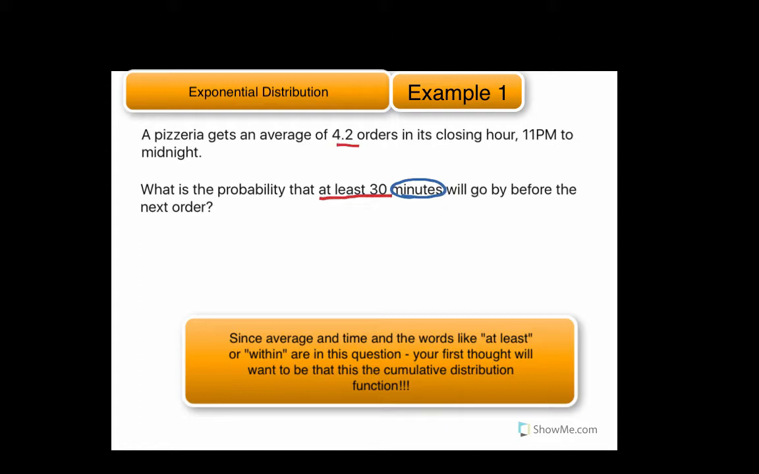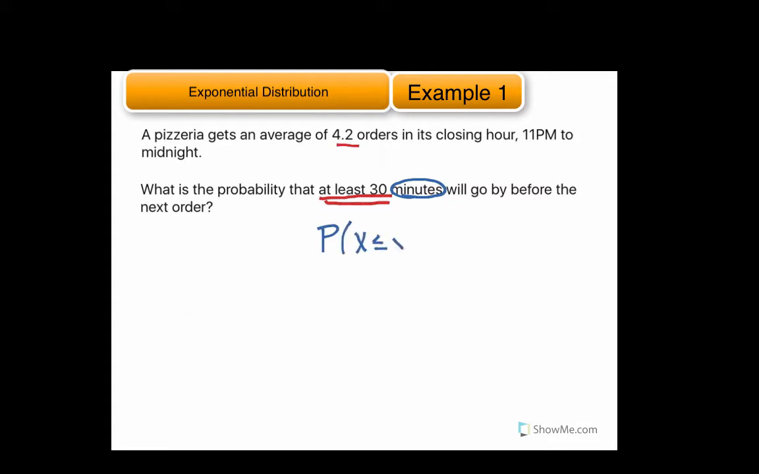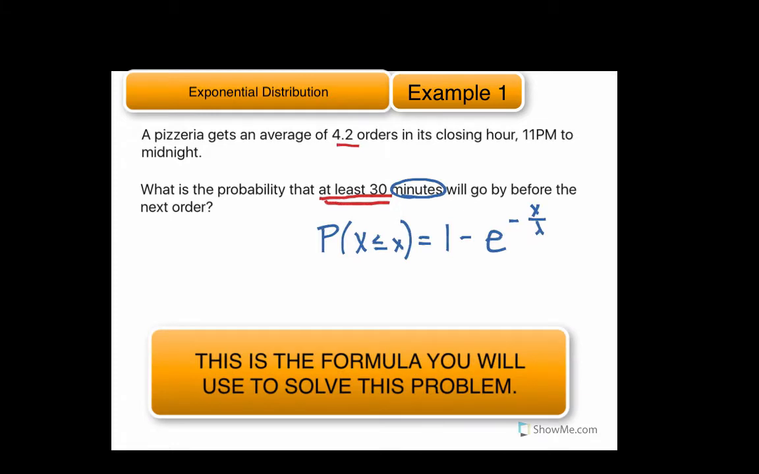And you might ask yourself, okay, what is the exponential distribution? Well, first of all, when the question asks that we want the probability of at least 30 minutes, words like at least or within tell you want the cumulative distribution function. And that function is the probability that a random variable x is less than or equal to a specific value of x is equal to 1 minus e to the negative x over lambda. So this lambda here is called a parameter, and the way this distribution function is written, it's the average minutes per order.